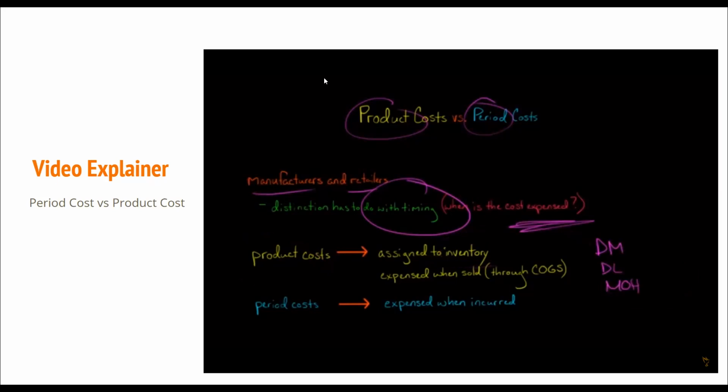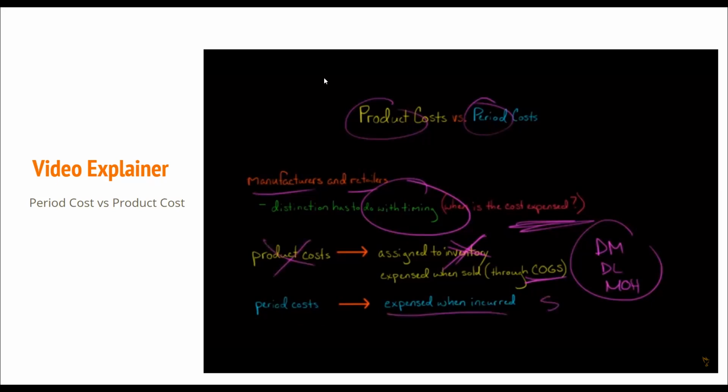But when that manufacturer actually sells the inventory, then it is going to expense all these costs through cost of goods sold. A retailer, conversely, when they purchase inventory from a manufacturer, they're going to have an asset account called inventory, and that is capitalized, all those costs of acquiring the inventory. But when the retailer sells the inventory to a customer, that's when they're going to expense those costs through cost of goods sold. Period costs are just costs that are not product costs. It's all the other costs, and they are expensed when they're incurred.